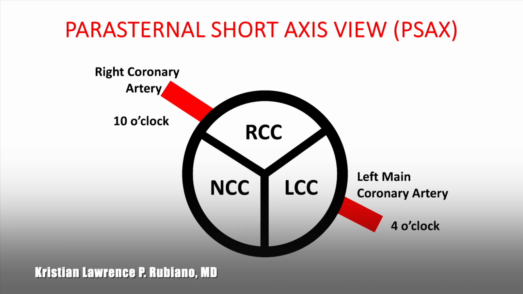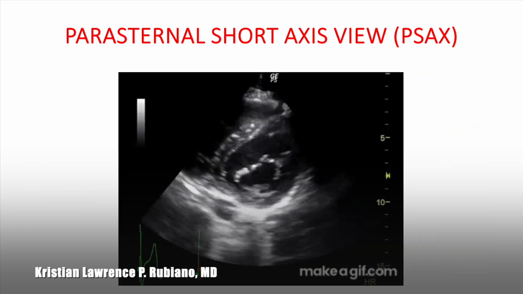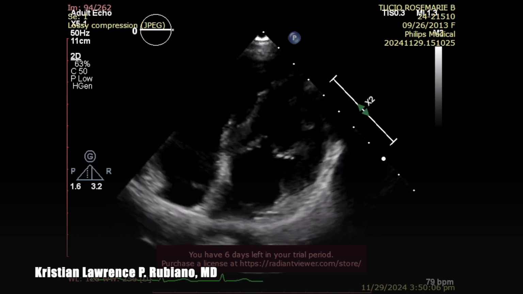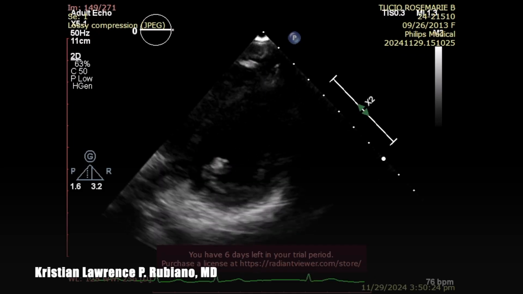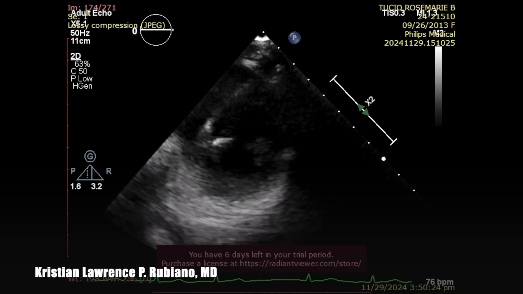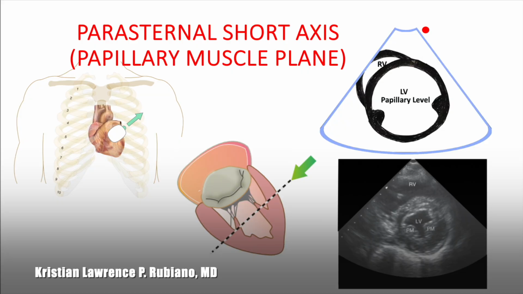Still at the parasternal short axis view at the mitral plane, record real-time the mitral valve opening, taking note of the anterior and posterior mitral valve leaflets, including its mobility and if there are anatomical variations. Afterwards, gradually tail up as we go inferiorly to show the LV at the papillary plane, allowing us to visualize the LV cavity, taking note of the LV shape and geometry, LV wall motion, and contractility.